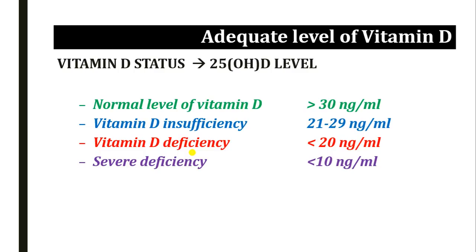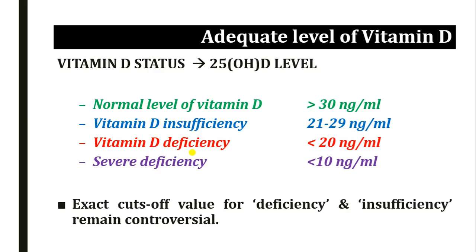When it is less than 30 but more than 21, so 21 to 29, it is considered a vitamin D insufficiency, that is the early stage of vitamin D deficiency. When it is less than 20, it is considered a vitamin D deficiency, and when it is less than 10 nanogram per ml, it is considered a severe vitamin D deficiency. The exact cutoff value for deficiency and insufficiency still remains controversial, but a vitamin D level less than 30 is considered a somewhat insufficient or deficient level of vitamin D.